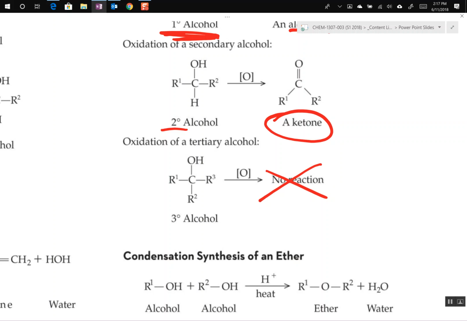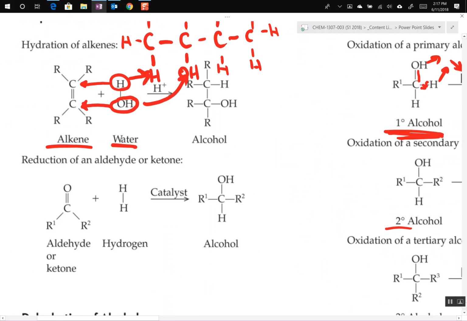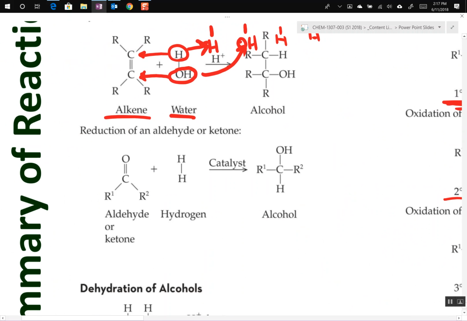You don't have any more hydrogens to take off to make that double bond with. So to form that double bond, you want to be able to remove a hydrogen from the carbon and then form the double bond. But in a tertiary alcohol, you don't have that capability. All right. Now, what if you started out with an aldehyde or a ketone? And you reduced it with hydrogen.